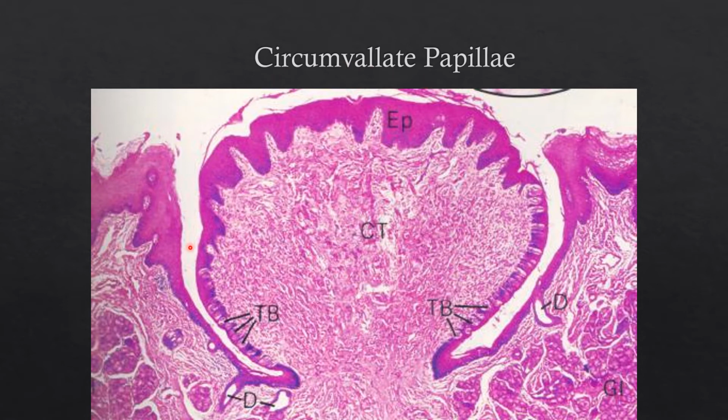Then a deep trench or furrow surrounds the base of each circumvallate papilla. So this is the furrow, a deep trench. Then there is the presence of oval taste buds on the lateral surface of the epithelium and the epithelium on the outer wall of the deep trench. These are all the oval taste buds.